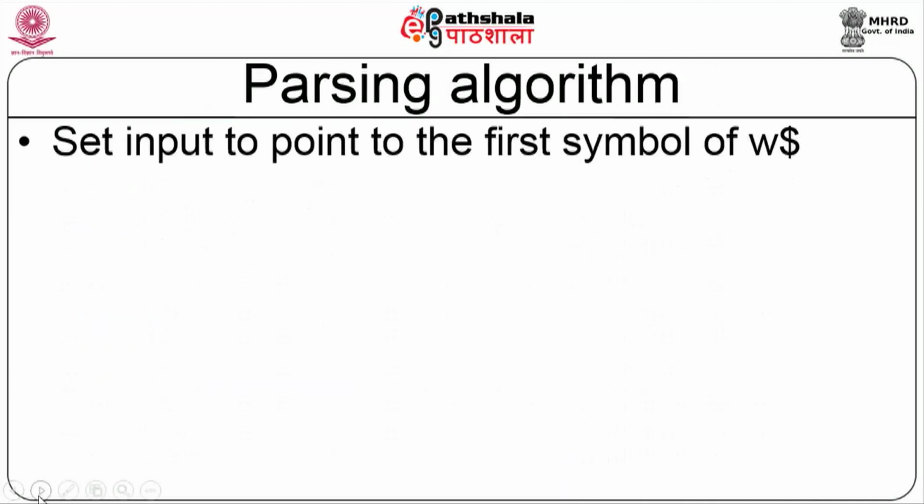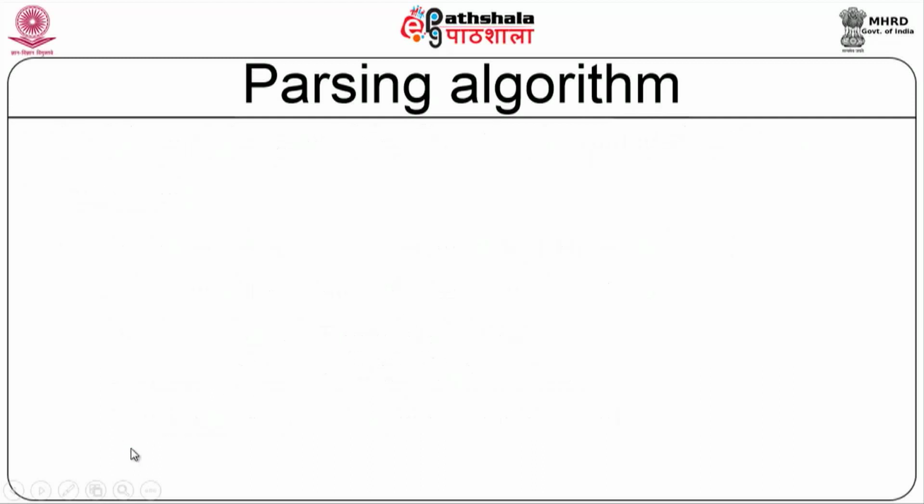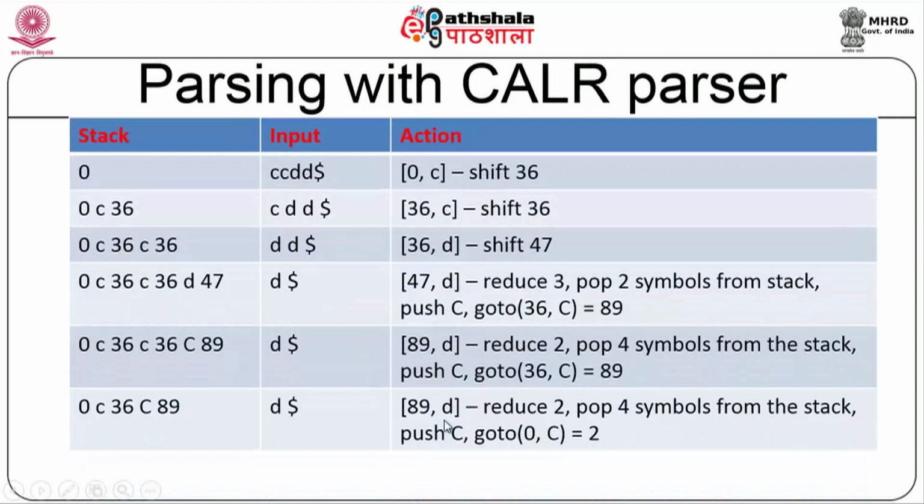Now, the parsing algorithm again is the same. Set input pointer to the first symbol of w$ and let S be on the top of the stack, and a is the input symbol. If it is a shift action, shift a as well as the state number, and if it is a reduce action, pop twice beta symbols, exactly similar to the parsing algorithm which we already know from the SLR parser onwards. If it is accept, simply stop, else all others are error actions. So, this is what we have here.